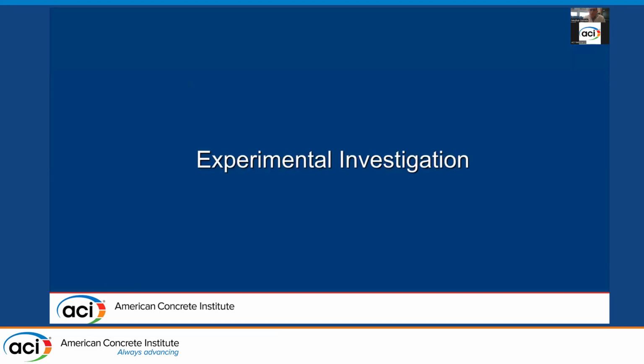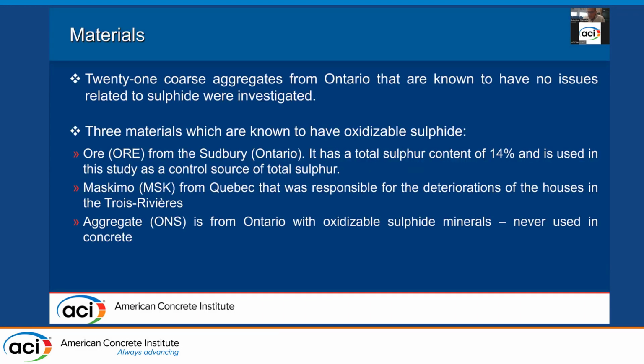We had around 22 aggregates, 3 of which are sulphide-bearing. Unfortunately, one of the drawbacks of the study is that we didn't have enough sulphide-bearing aggregate at that time. We couldn't allocate many sulphide-bearing aggregates. So we used one from Trois-Rivières. We used one from Ontario, which has never been used in concrete, but is known to have sulphide. And then we got an ore, a material that's considered to have, of course, high potential for oxidation. It contains pyrite, pyrrhotite, many forms of sulfide, and we used that ore as a source of sulfide.